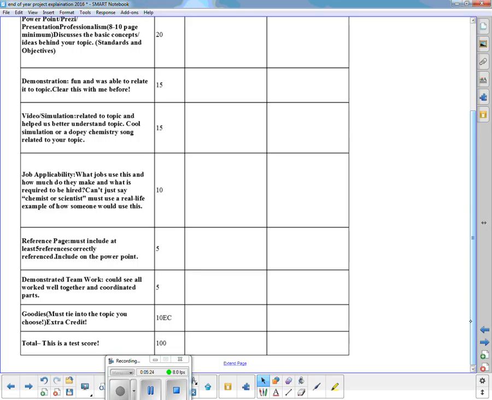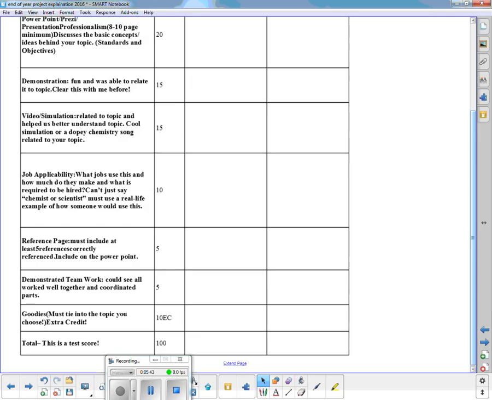Then you've got the reference page. You need to at least look at 5 places. I'm not going to hold you to so many books, so many websites. You need to tell me 5, okay? And they need to be cited. You need to show me, if you've got a team, that you're working well together and that you've coordinated, and there are things that everybody's in charge of.